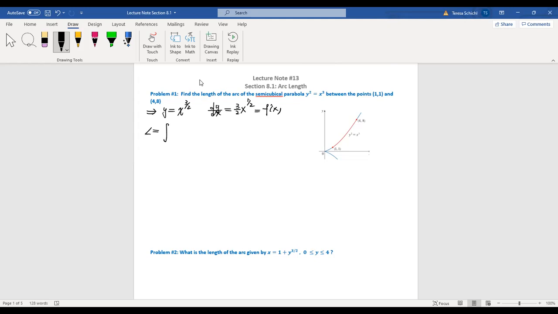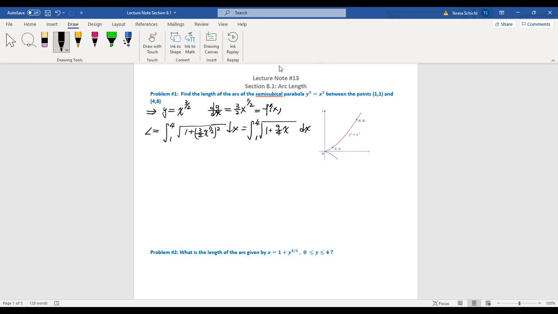Okay, so now let me try to find the length. The length will be from a to b, so x is from 1 to where? From 1 to 4. Then the square root of 1 plus f prime of x, so it's 3/2 x to the 1/2, the whole thing squared, dx, right? So let's see here. So this is 9/4. So here is 1 plus 9/4 x, and the dx. So that's why we say this is a further application, right? After you know what we're looking for, we substitute into the formula we just derived, then the remaining will just be your integration skill, right?